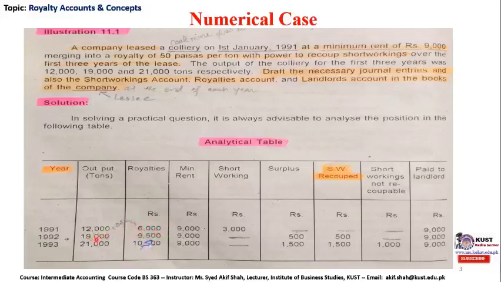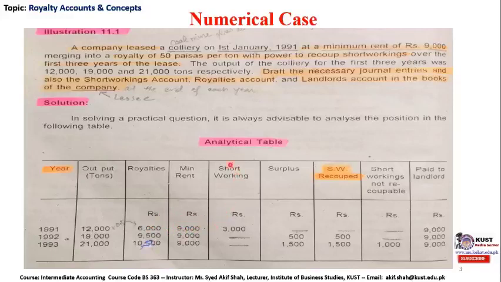The royalty fee for the next year, 1992: 19,000 tons multiplied by 0.5 or 50 paisa. 9,500 rupees is the royalty fee in the next year, and similarly we multiply 50 paisa with 21,000 tons and we get 10,500 royalty fee for the third year. The minimum rent to be paid to the landlord is fixed at 9,000 each year. It means that if the royalty fee is less than 9,000 as in the first year of operation, then this 9,000 minimum rent should be paid to the landlord.